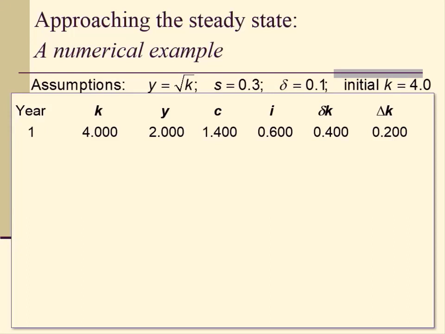And finally, change in capital stock per worker equals s times y minus delta k, which is investment per worker minus depreciation per worker, which is 0.6 minus 0.4, which is 0.2. And then you can use Excel to expand it for year 2 using the year 1 value of change in capital stock per worker.